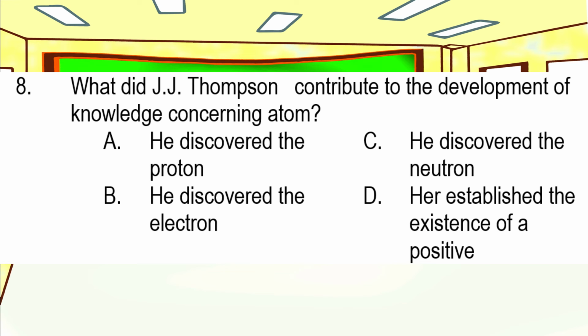Question number 8. What did J.J. Thomson contribute to the development of knowledge concerning atoms? A. He discovered the proton. B. He discovered the electron. C. He discovered the neutron. D. He established the existence of positive.